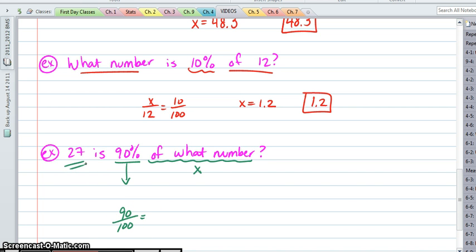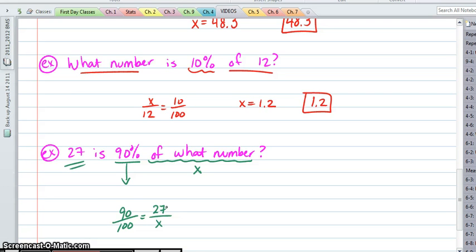Okay, so what am I trying to find here? Well, 27 of what number? That is going to be our base. We don't know what that is, but we do know the part. So this would be the proportion we would set up to find this. Please go ahead and hit pause, solve, and unpause when you're ready to see the solution.